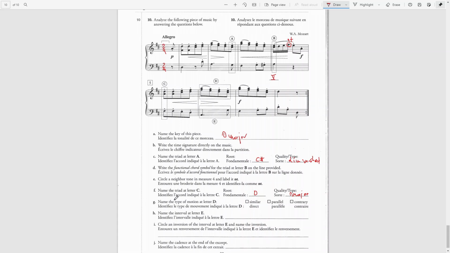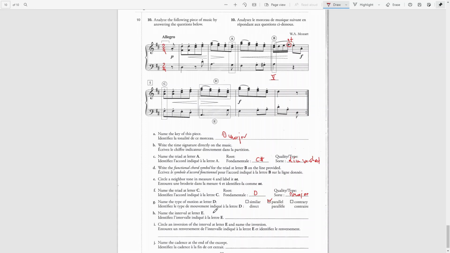Next, we have to name the type of motion at letter D. Letter D is here. Is it similar, parallel, or contrary? This is definitely parallel, as all the notes here move in the same direction and the distance between them is a third each time.